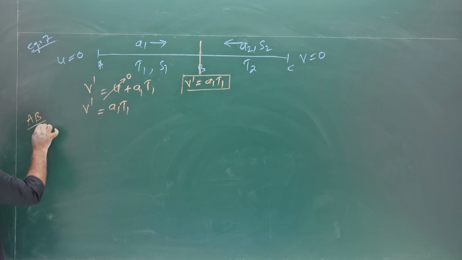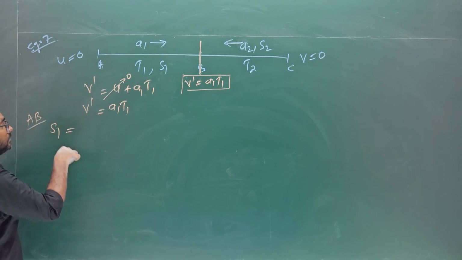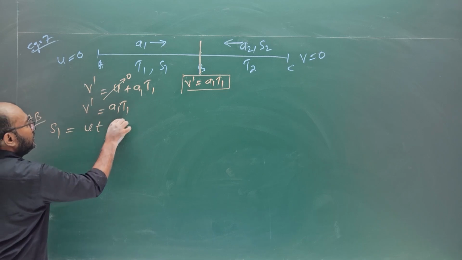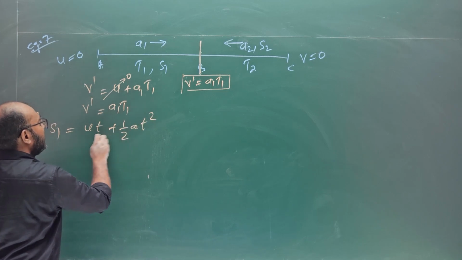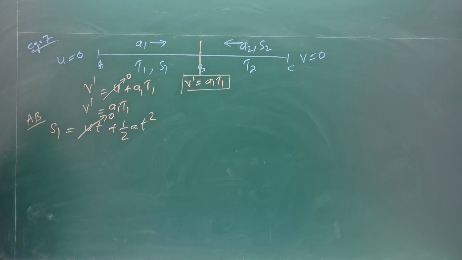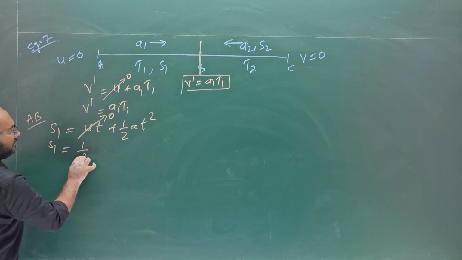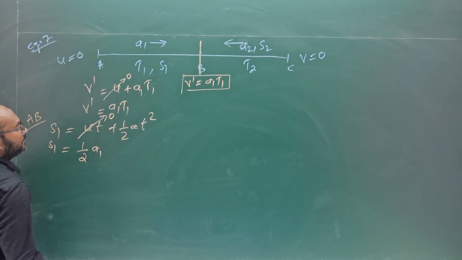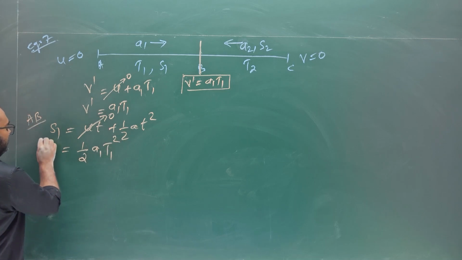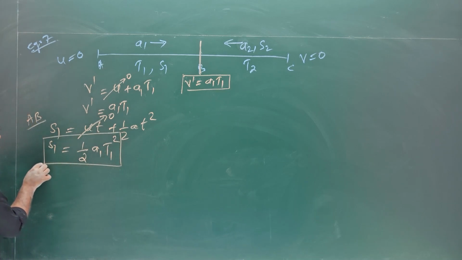So, AB distance, S1, is nothing but initial velocity UT plus half AT square. This becomes 0. Why? Because initial velocity is 0. So, S1 is equals to half times acceleration, which is A1 now, and T1 square. This is the distance traveled between AB. Similarly, calculating the distance between BC, which one is better? Yes, V square minus U square is equals to 2AS will be better.